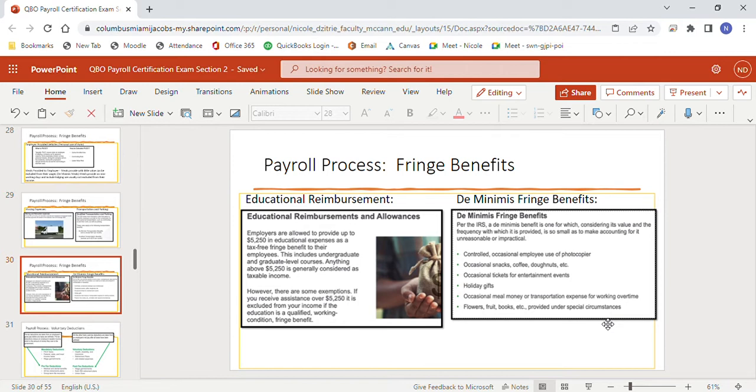Educational reimbursement. Employers are allowed to provide up to $5,250 in educational expenses as tax-free fringe benefits to their employees.